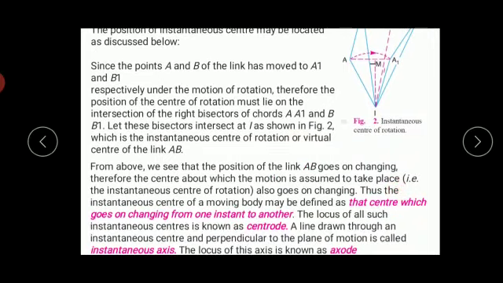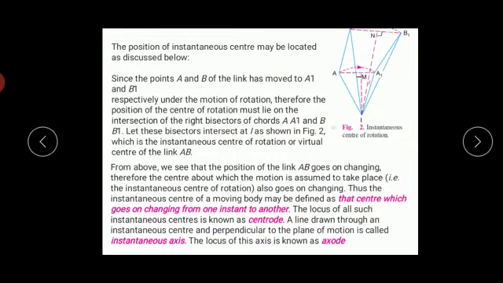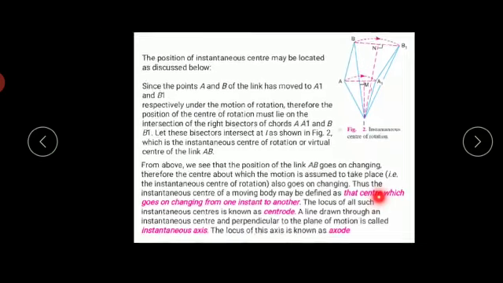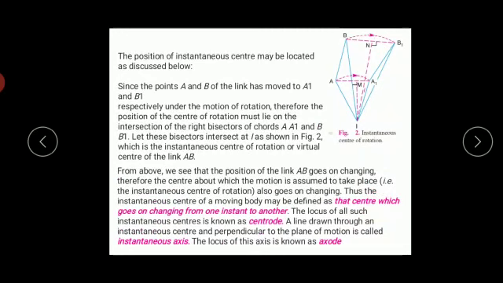Now usually what happens is that when we see the position of the link AB goes on changing, then the center about which the motion is assumed to take place also goes on changing. Thus, the instantaneous center of a moving body may be defined as that center which goes on changing from one instant to another. The locus of all such instantaneous centers is known as centroid. A line drawn through an instantaneous center and perpendicular to the plane of motion is called the instantaneous axis, and the locus of this axis is called the axoid.